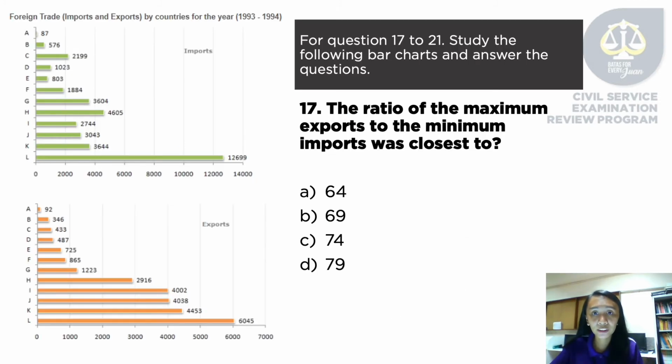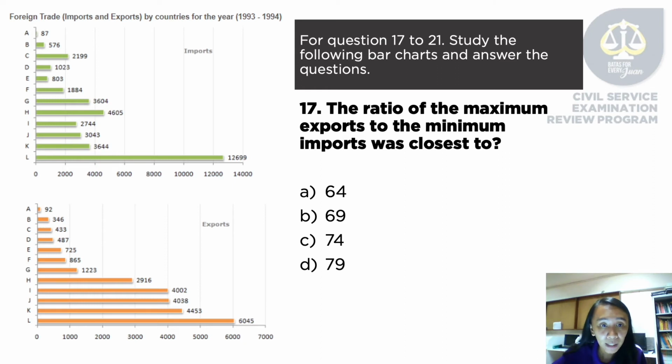Next, for questions 17 to 21, study the following bar chart and answer the questions. For the first one, what we are looking for is what the ratio of the maximum exports to the minimum imports was closest to. Okay, so they are looking for the ratio of the maximum exports and the lowest imports. So let's find the highest exports.